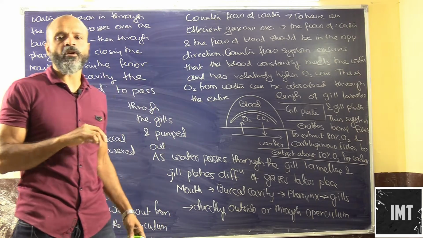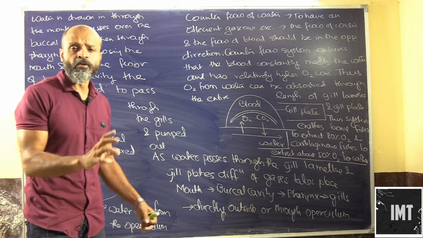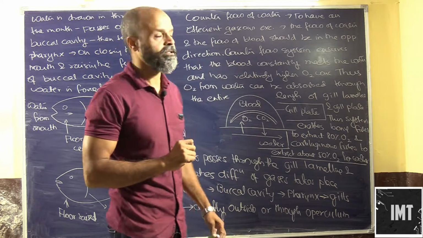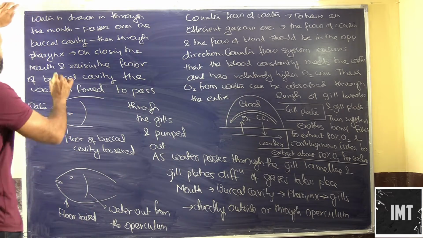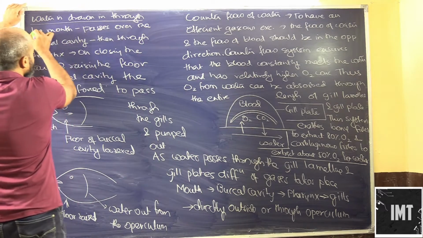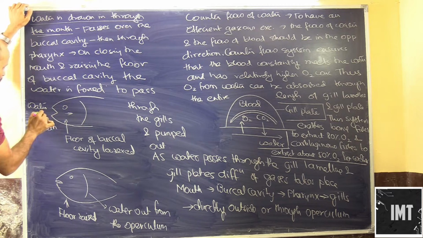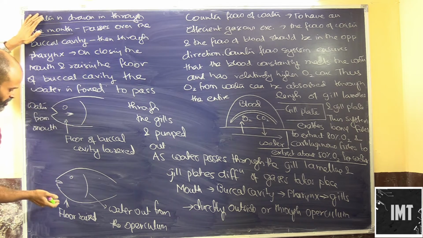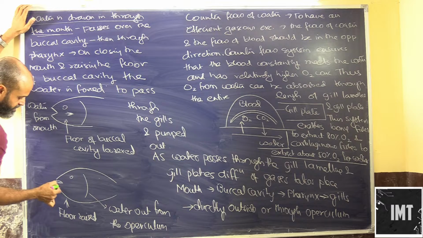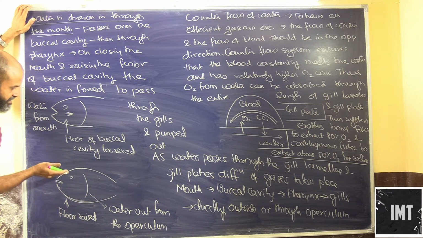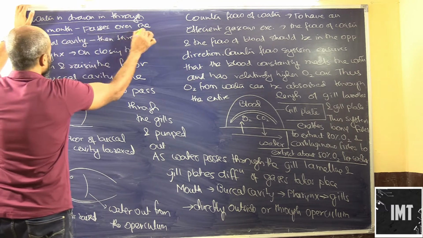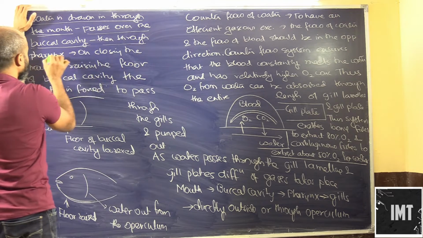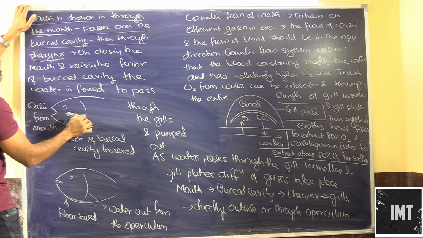Alright, so we will now talk about fishes in general. How does the mechanism of respiration through gills happen in fishes? Water is drawn in through the mouth, and when it goes into the mouth of a fish, the floor is basically raised. The water passes into the buccal cavity, then through the pharynx.